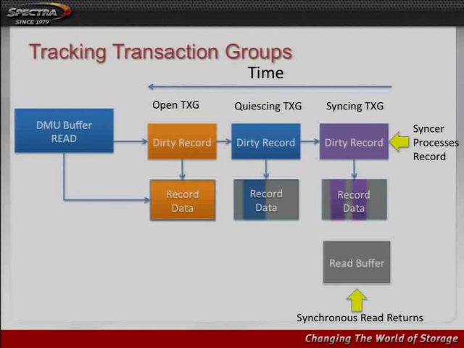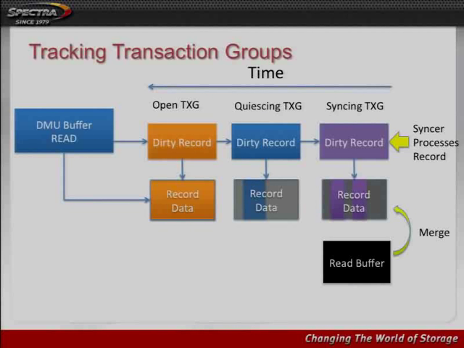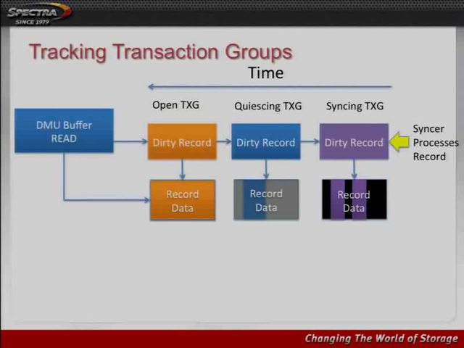At some point later, the synchronous read returns, making this valid with data from the older version of the block. And then we merge it, maintaining the data that was dirtied in each of the transaction groups. But you'll notice when we do this merge that we actually discard the previous buffer that we were using and go and use the next one as our reference for the merge. So we're merging now from the syncing transaction group into the quiescing transaction group.